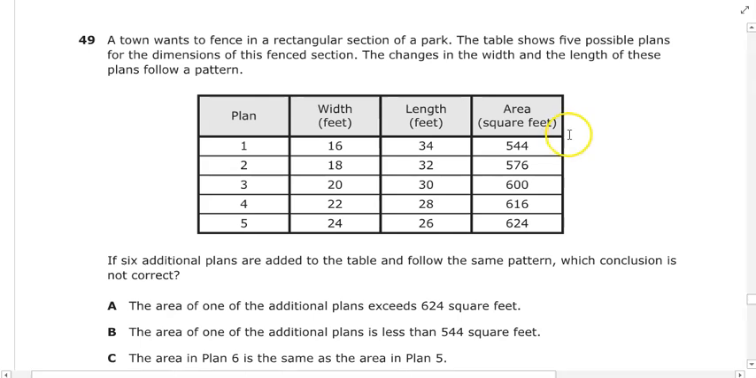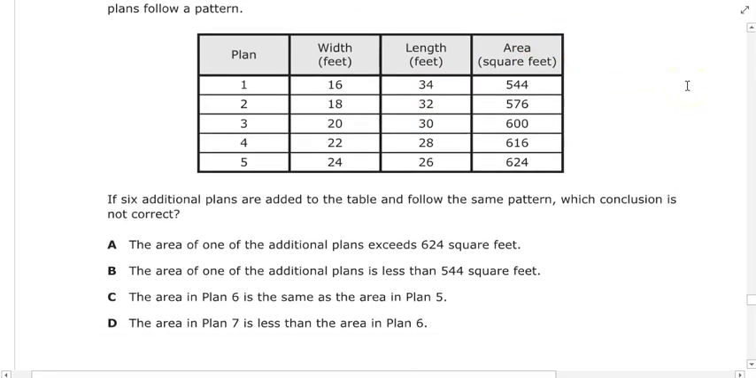So, all right, let's see what's happening here with the width, the length, and the area. So the width looks like it's increasing by 2 every time. So every time we just add 2. The length looks like it's decreasing by 2 every time. And the area here, what's it doing? It's going up, up, up, up. Is it a constant amount? Which conclusion is not correct?